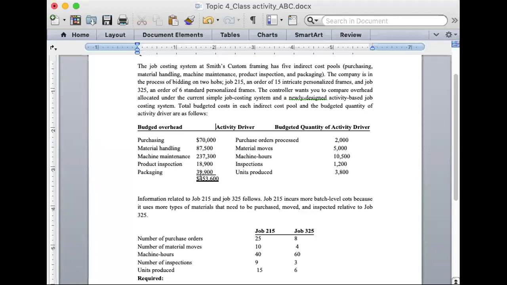And this is your total overheads. You can see purchase order, material move, machine hours, inspection, units produced. So these are your numbers. Which means cost pool purchasing, purchase order is the cost driver. Material handling cost pool, material move, cost driver. Machine maintenance cost pool, machine hours, cost driver. Product inspection cost pool, inspection hours.